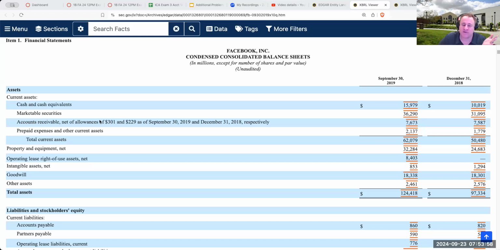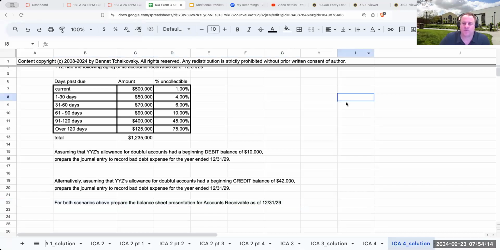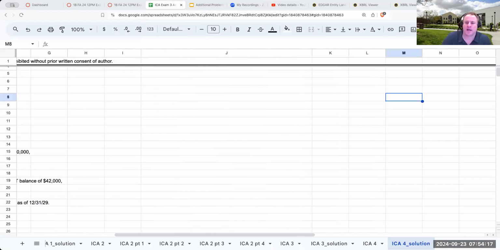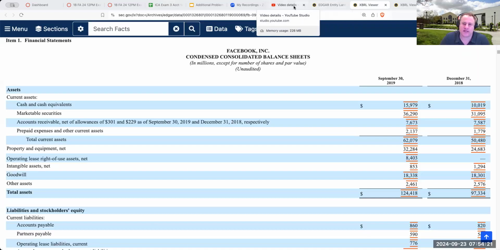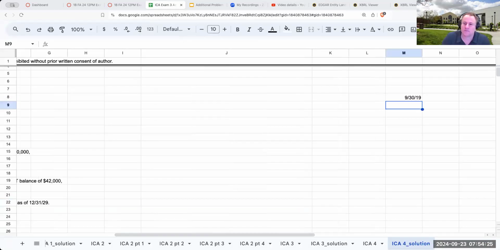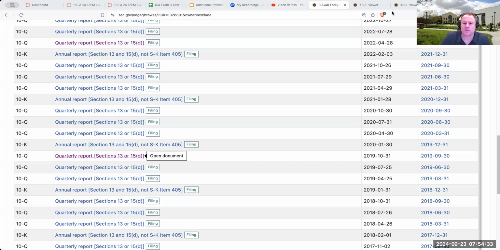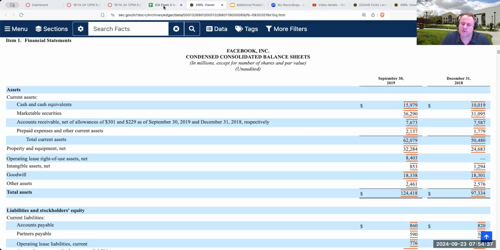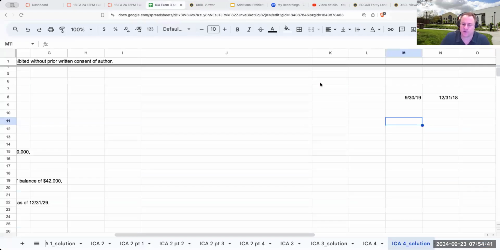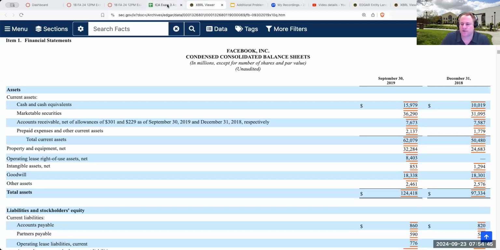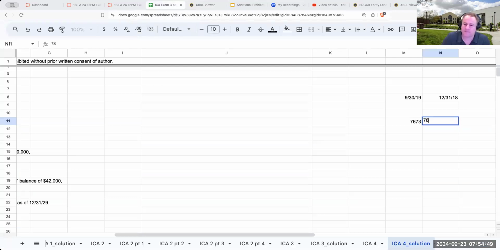Taking a look at accounts receivable, net of allowances of 301 and 229 as of December 31st, 2019 and December 31st, 2018. What this means is that if we look at the accounts receivable for Meta as of 9/30/19 and 12/31/18, their accounts receivable, net is going to be 7.6 billion, or 7,673, and then over here 7,587. This is accounts receivable, net.